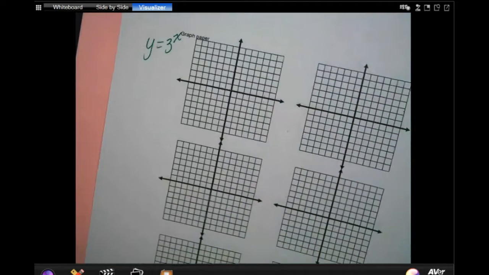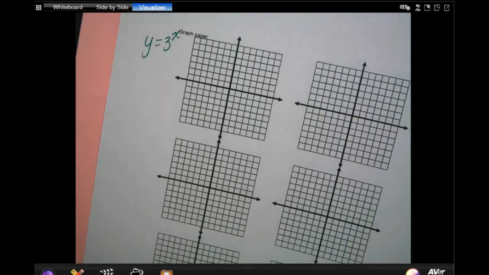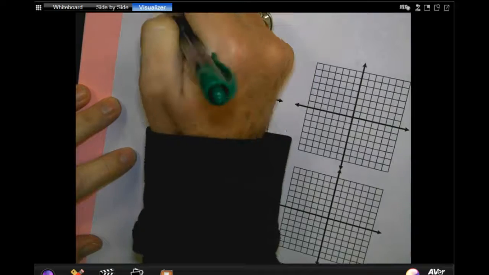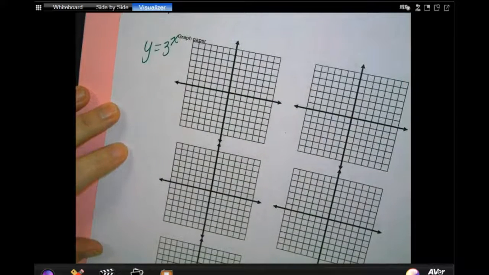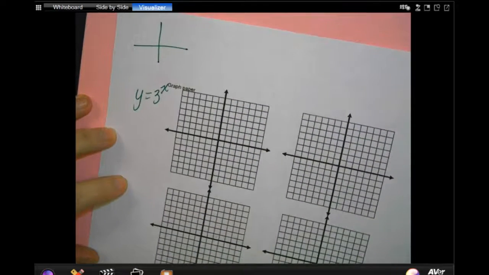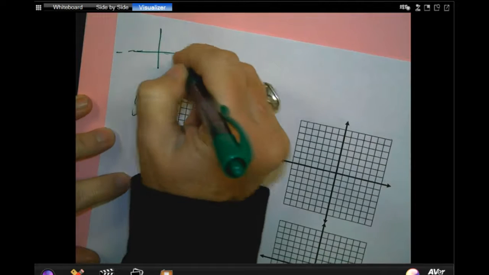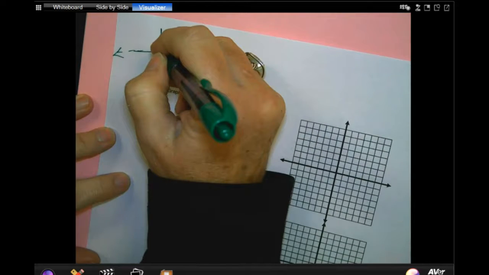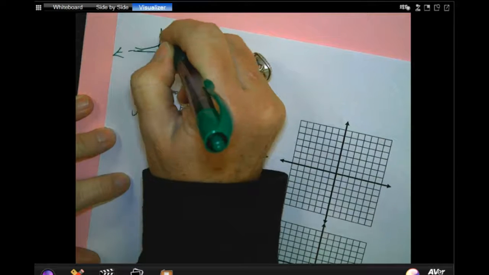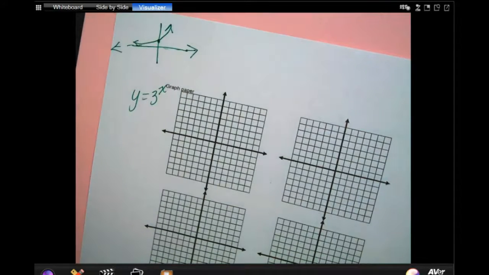Okay, y equals 3 to the x. First of all, what's the parent function called? Exponential. It's the exponential, and where is the asymptote for the exponential? It's on the x-axis. So here's the x. It's going to go through here, and it's going to look something like that. So how do I graph this? What do I do next?